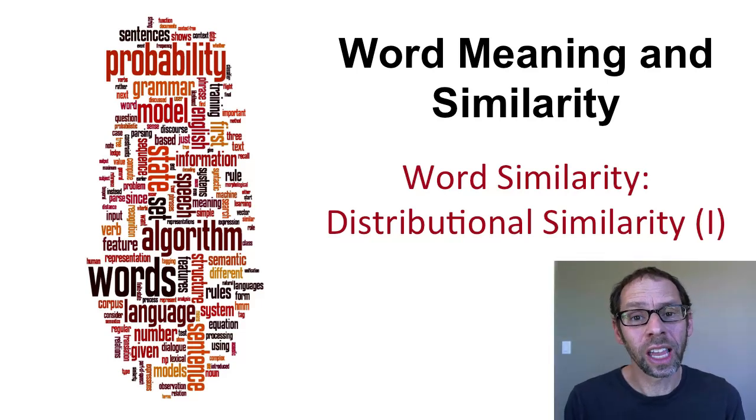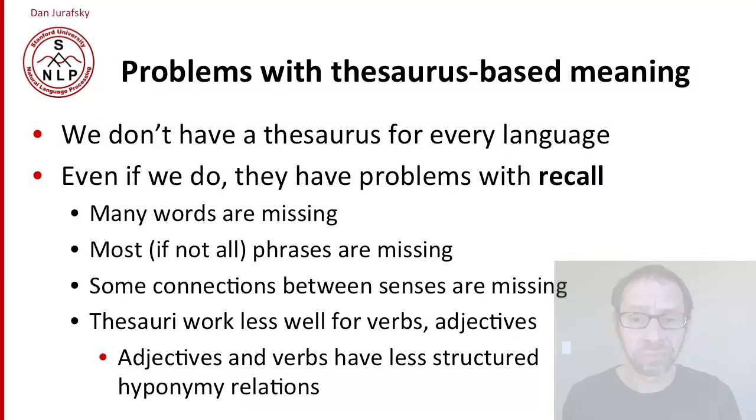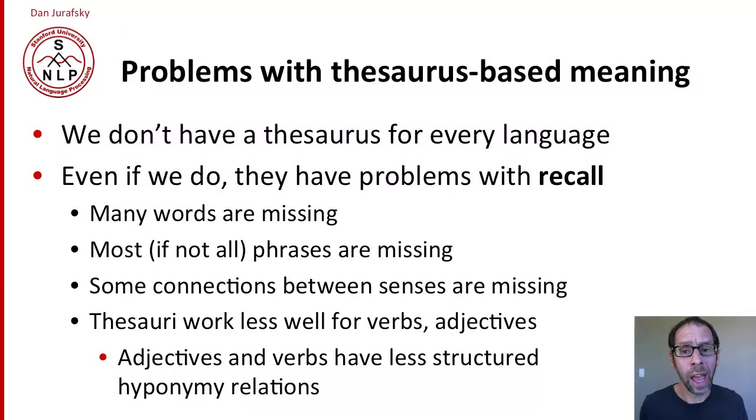All right, let's turn to the second important method for computing word similarity, distributional similarity. Now, thesauri have problems for computing similarity. We don't always have a thesaurus for a particular language, and even when we do, thesauri have problems with recall. So words are missing, phrases are missing, connections between senses may be missing, and in general, thesauri don't work as well for verbs or adjectives, which have less structured hyponymy relations.